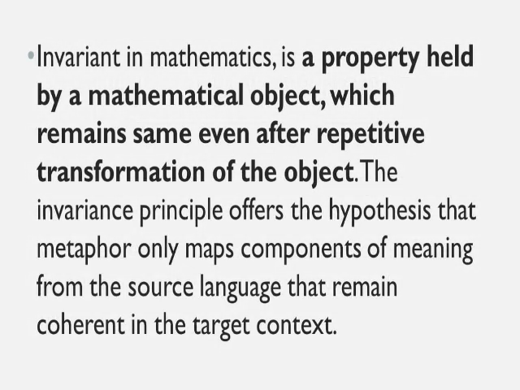Invariant in mathematics. Invariant in mathematics is a property held by a mathematical object which remains the same even after repetitive transformation of the object. The invariance principle offers the hypothesis that metaphor only maps components of meaning from the source language that remain coherent in the target context. So, sabi nga kanina, invariant is constant, unchanging, specifically unchanged by specified mathematical or physical operations or transformations.